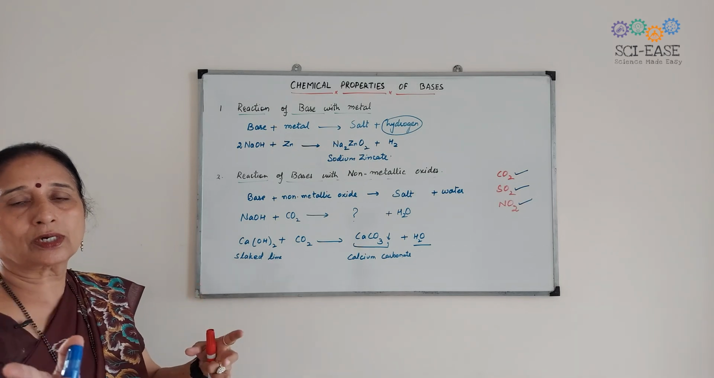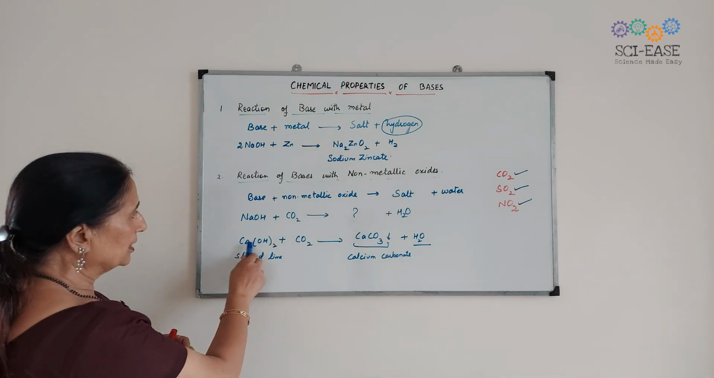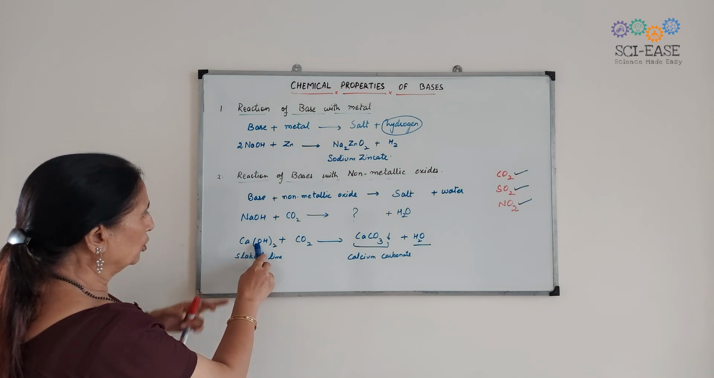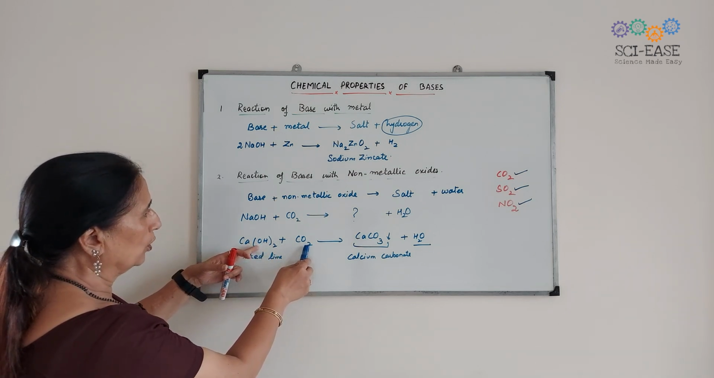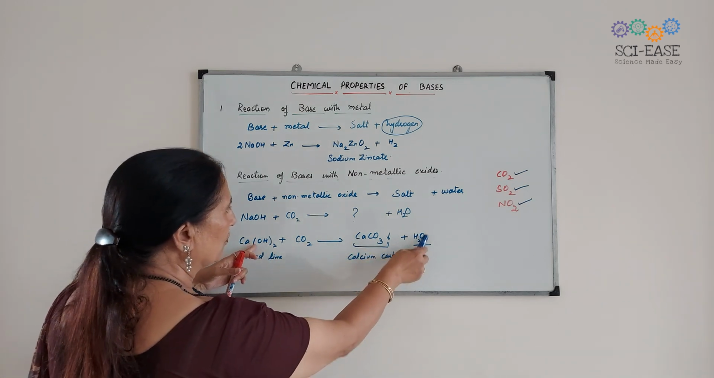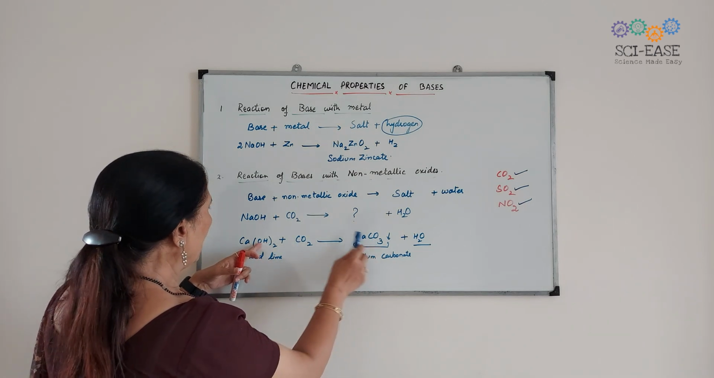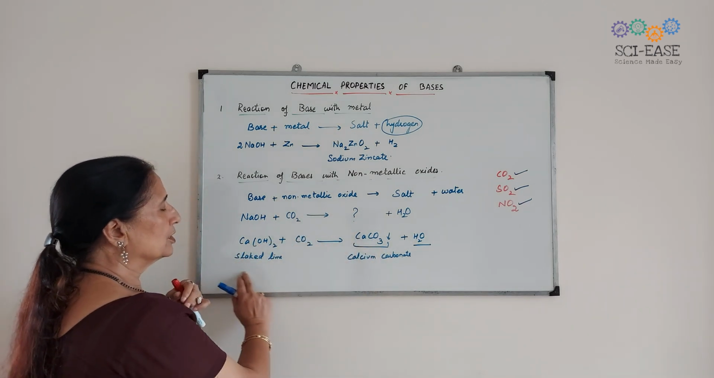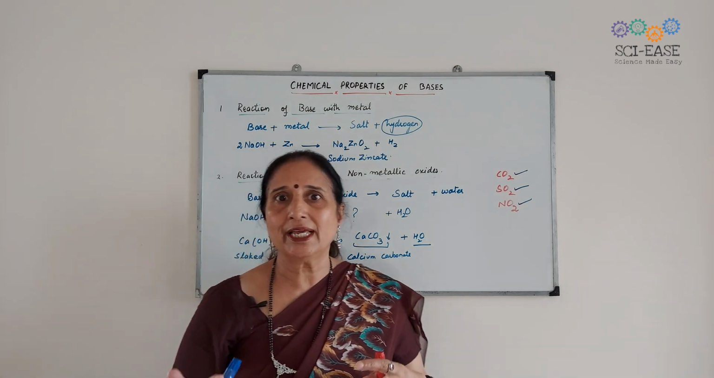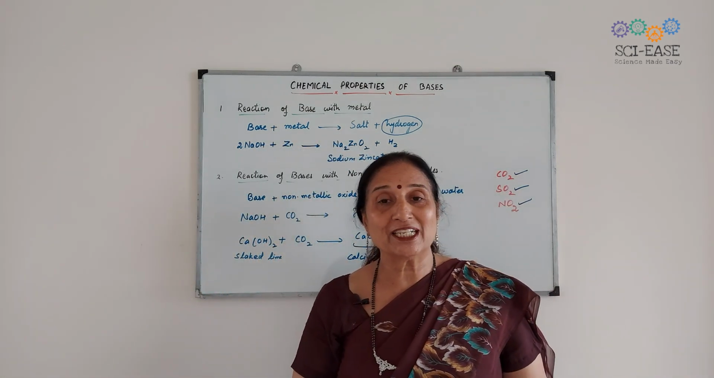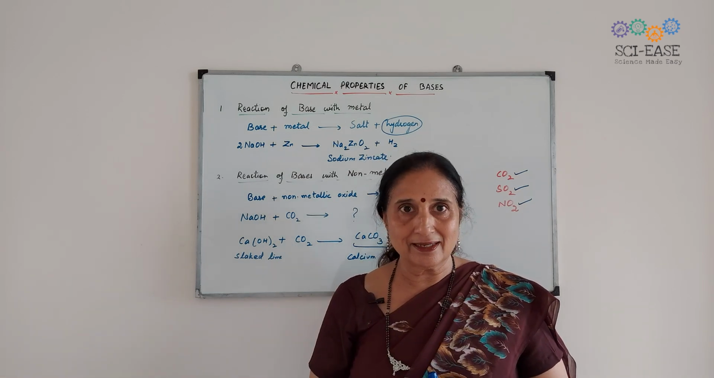is balanced or not. This reaction Ca 1, Ca 1, O 2 plus 2, 4, here 3 plus 1, 4, carbon 1, carbon 1, hydrogen 2, hydrogen 2. So this equation is already balanced. So we have done the chemical properties of acids and bases.